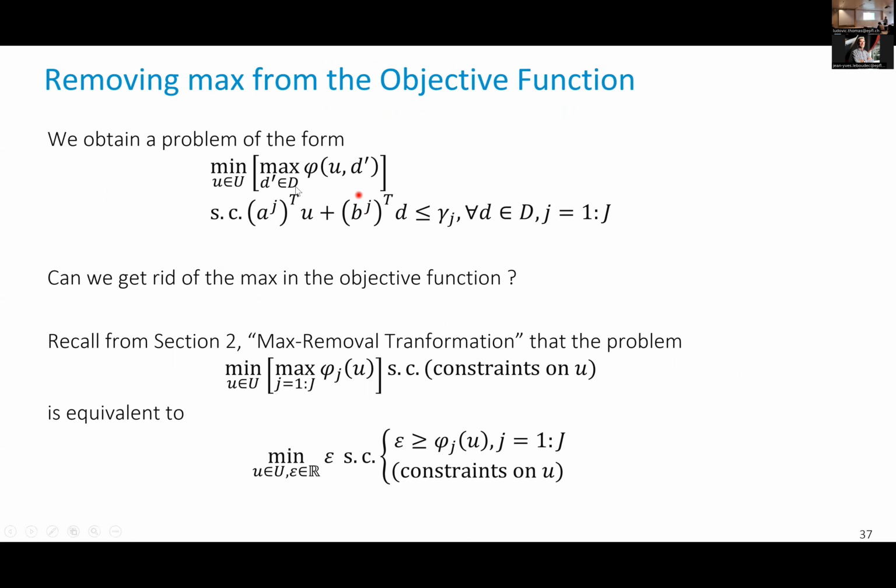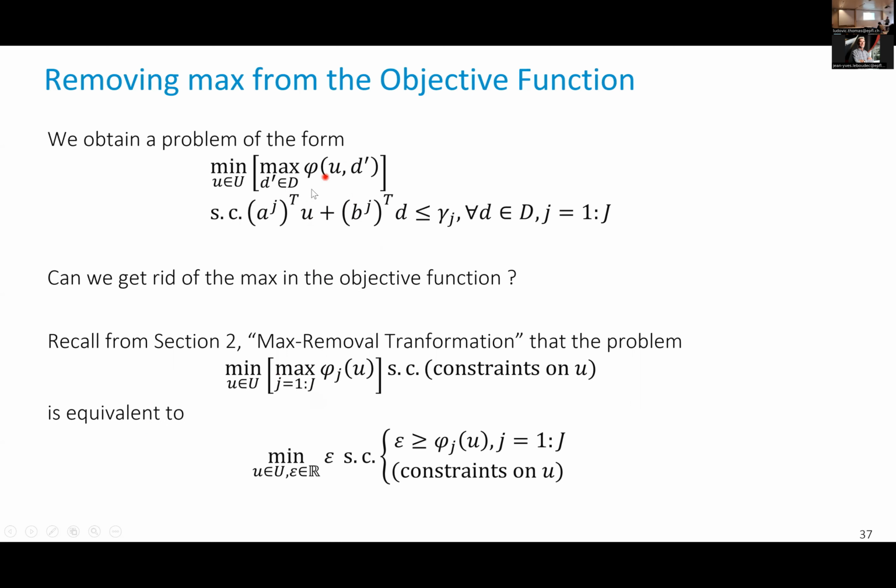So in general, we'll have to maximize a cost that depends on U, the control, and the disturbance over all values of this disturbance, such that the constraints are satisfied also for all values of the disturbance here. Can we get rid of this max in the objective function? Well, the answer is yes, and that's very easy with what we've seen last week.